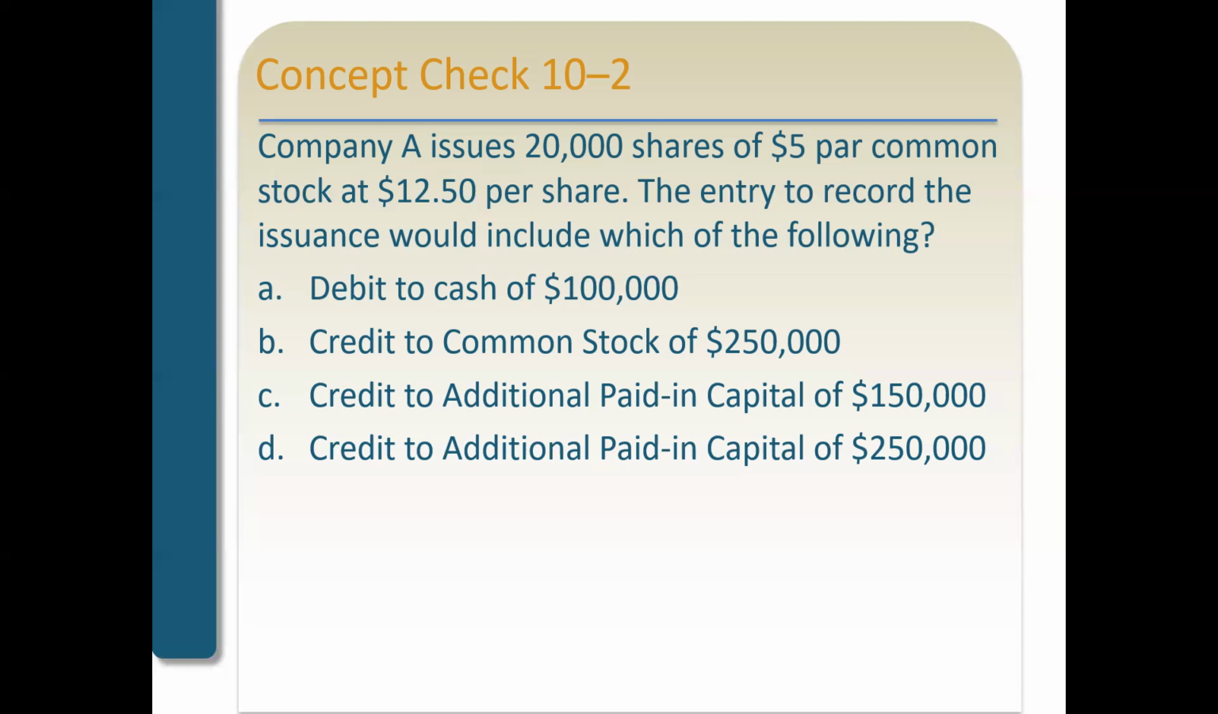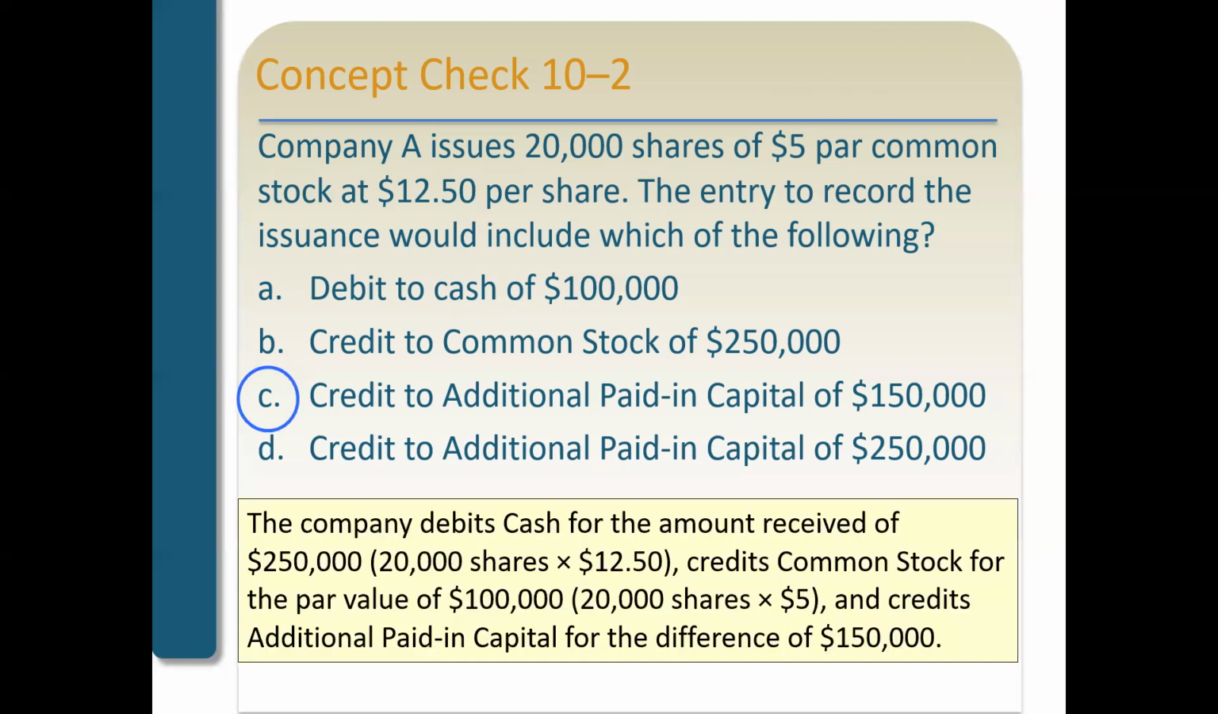C. C. Remember, the cash will be 20,000 shares at $12.50 per share. That will be 250,000. The common stock will be $5, the par amount, times 20,000 shares. And the additional $7.50 a share times 20,000 shares, or 150,000, will be credited to additional paid-in capital. Okay, any questions on that before we move on, guys? I want you to understand it.